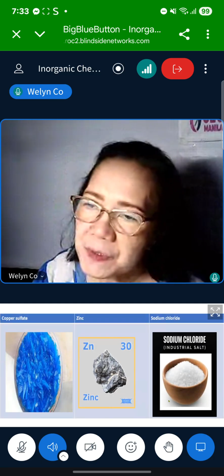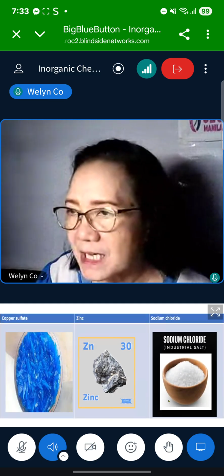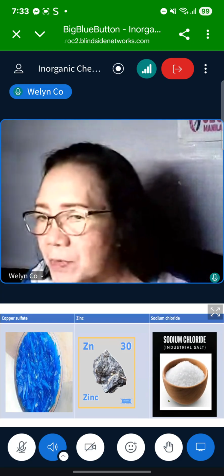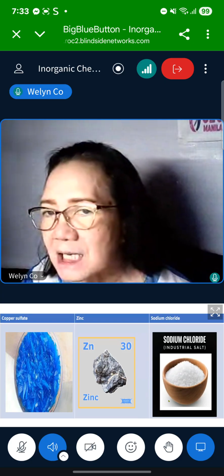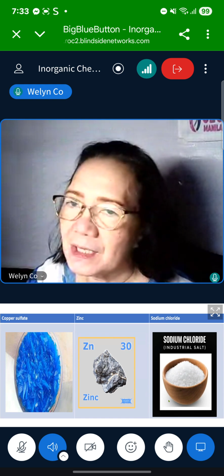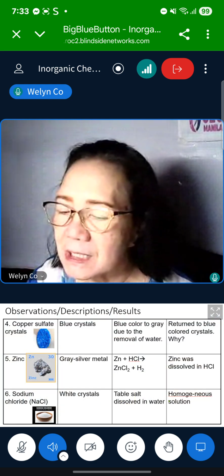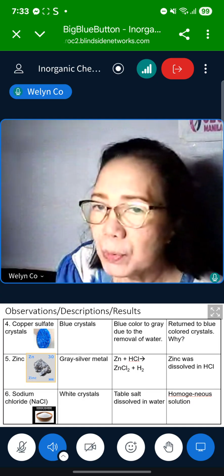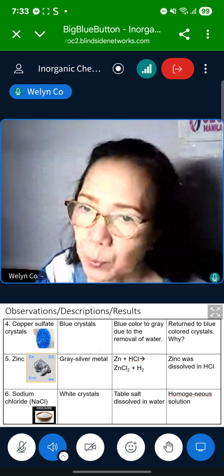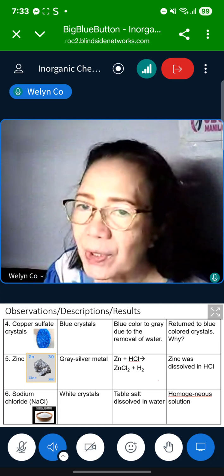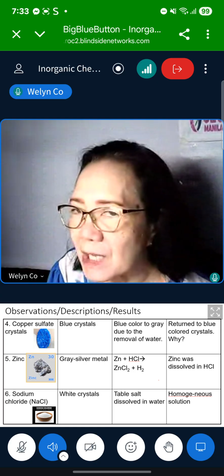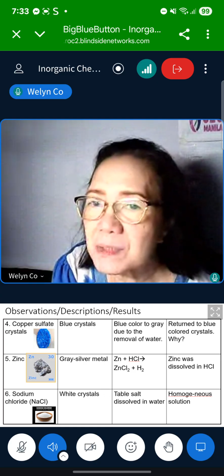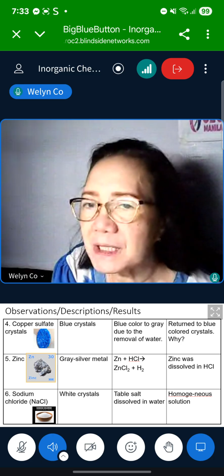Then you have your copper sulfate, you have your zinc, and you have your sodium chloride. These are the samples. Actually, some of these were not being used because we used them in others. Okay, so our time here was shortened. So our copper sulfate is blue colored. That is why in our swimming pool, why is the water a bright blue or sky blue color? It's because it has a component of copper sulfate.